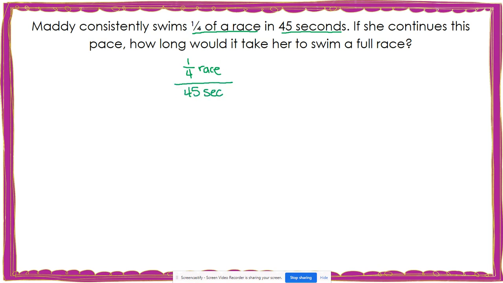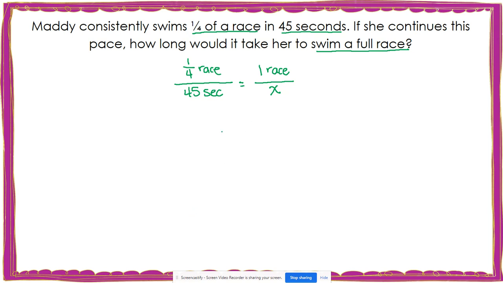So you can see that we have a complex fraction here because we have 1/4 in our numerator. Now the question is asking how long is it going to take her to swim a full race? A full race is one race. So since I have race in my numerator for my first ratio, I'm going to put 1 race in the numerator for my second ratio. What I don't know is how long that's going to take. So I'm going to put a variable to represent that amount.